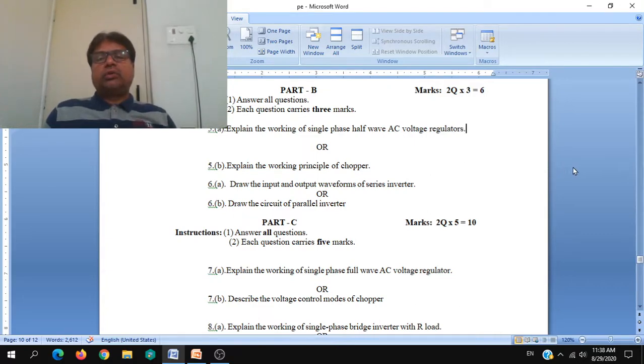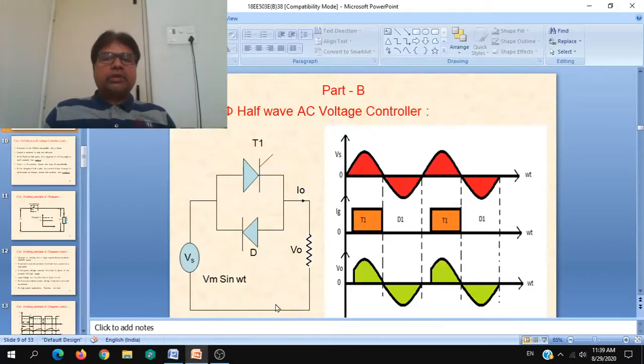You need not write totally elaborately, which may go on for a number of pages and take more than 10 or 50 minutes. The total duration for the exam itself is 1 hour. Next, explain the working principle of chopper. So we shall go through the answers.